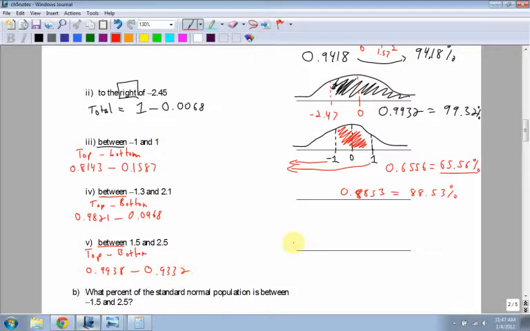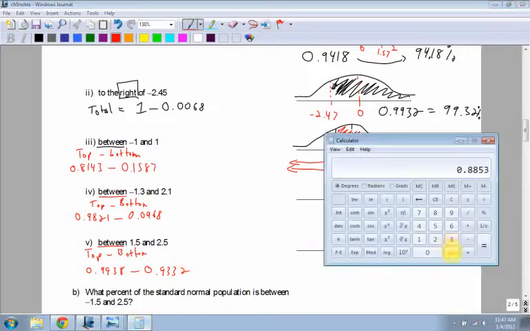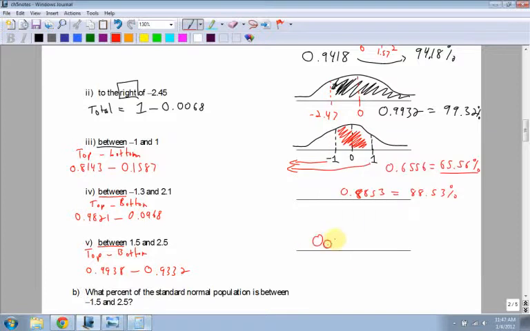Okay, and that one is going to be equal to 0.9938 minus 0.9332, which is 0.0606. So 0.0606, or that's equal to 6.06%.